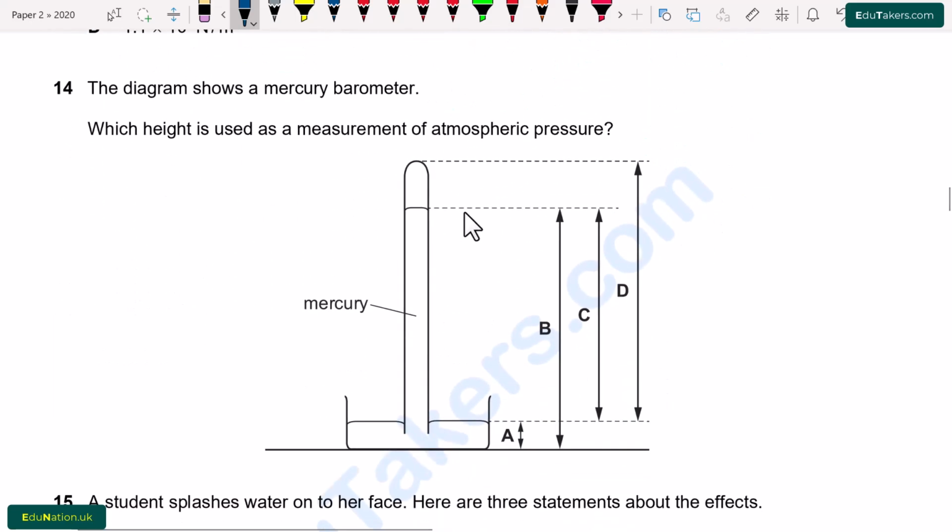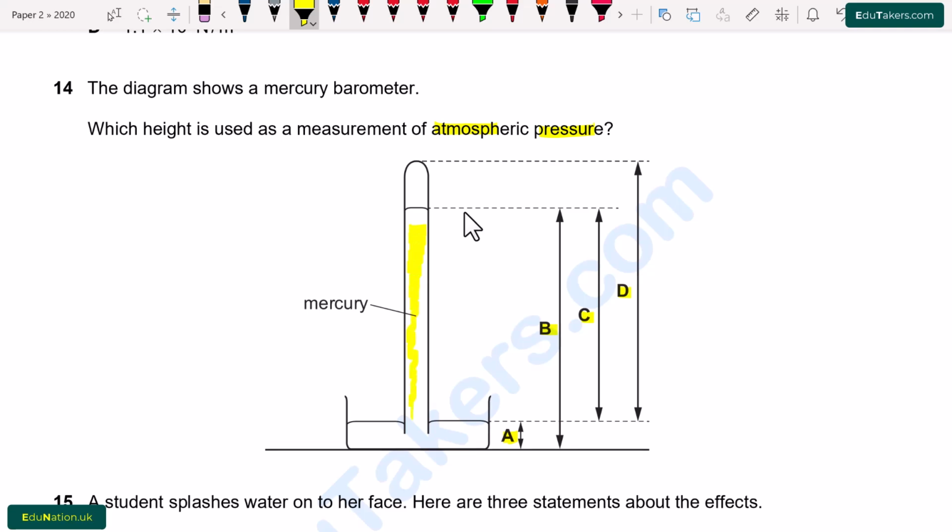Question number 14. The diagram shows a mercury barometer. Which height is used as a measurement of atmospheric pressure? So which height is basically used for the measurement of atmospheric pressure? Here 4 points are shown: A, B, C and D. And mercury is filled in this tube.